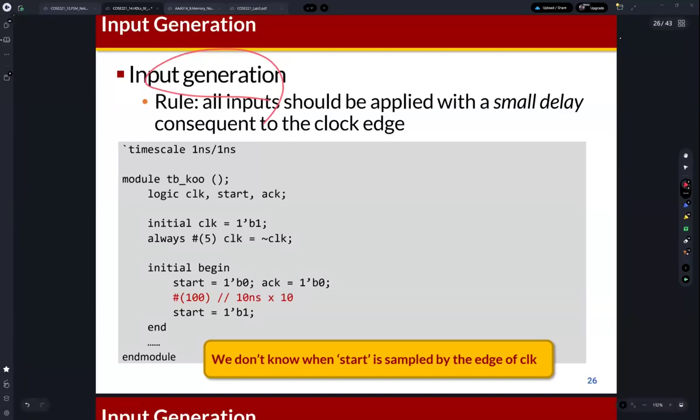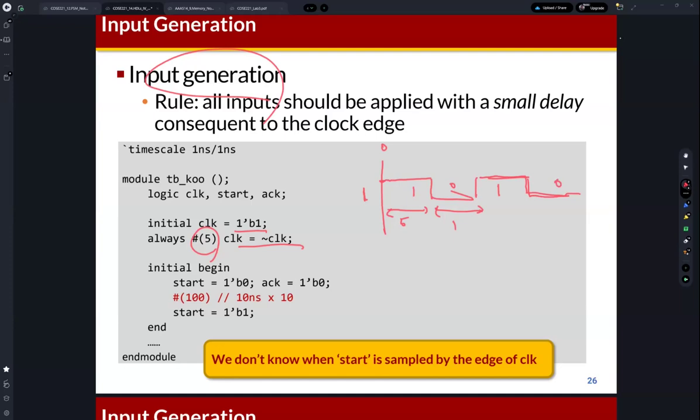In this example, the clock signal is here. The clock is initially 1, right? What does that mean? At the beginning of simulation, the clock is 1, and then after 5 nanoseconds, the clock becomes 0. So it is 1, and then 0, and this is 5, and this is also 5. Then the clock signal will be repeated.